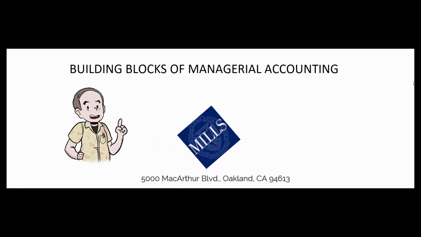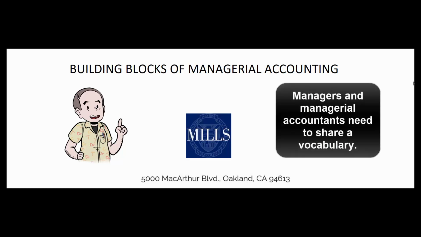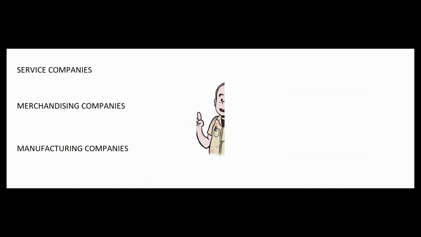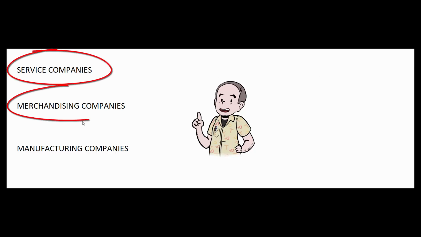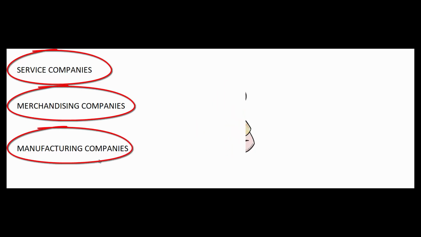All right, let's talk about the building blocks of managerial accounting. Some of the basic concepts that will form the foundation for all the things we'll talk about in managerial accounting. First off, we're going to say there are three basic kinds of companies: service companies, merchandising companies, and manufacturing companies.